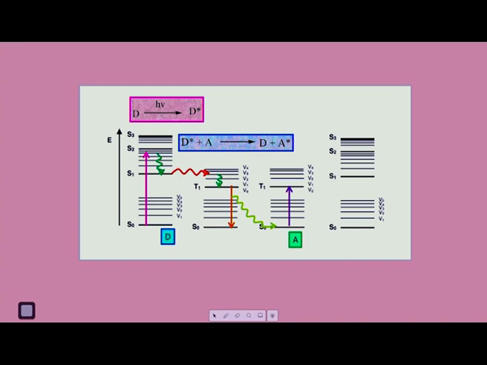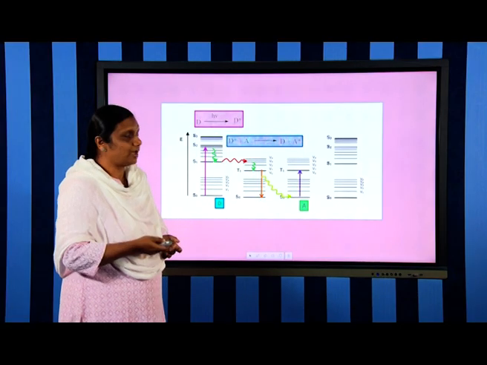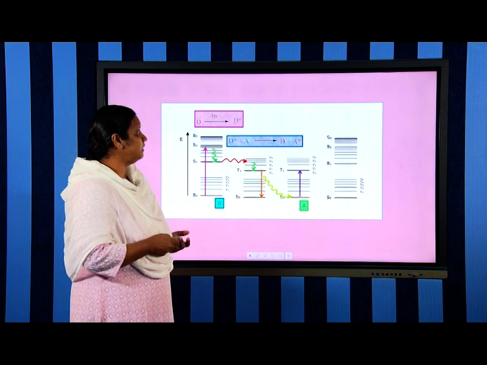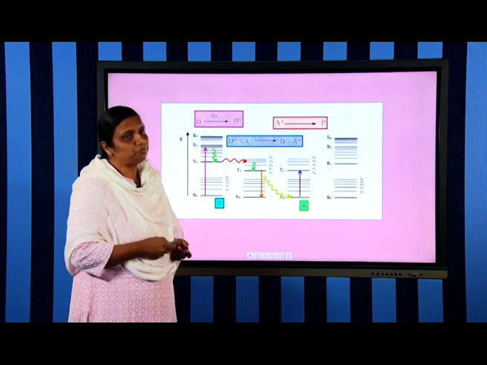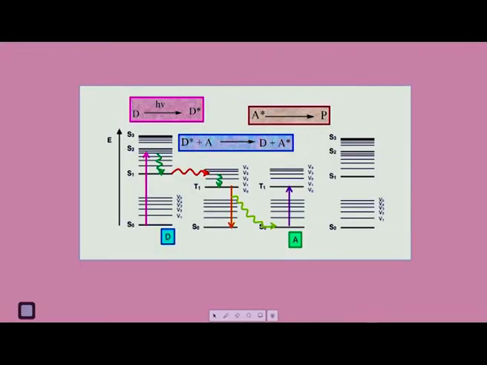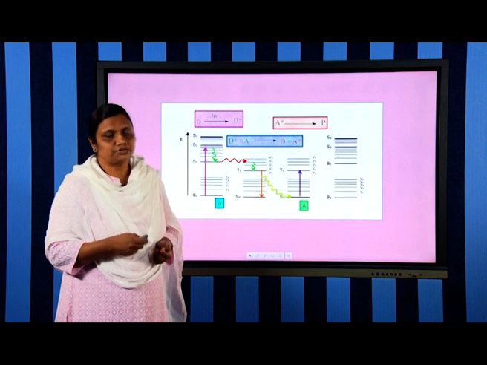So, the first step, D is getting converted to D star, and the second step, D star or the excited donor transfers its energy to the acceptor molecule or the reactant, and A forms A star, and then A star is getting converted to the product P. So, the energy from the light radiation is transferred to the reactant via a donor atom, a photosensitive molecule or a photosensitive species. So, this is the Jablonski diagram for photosensitized reaction.